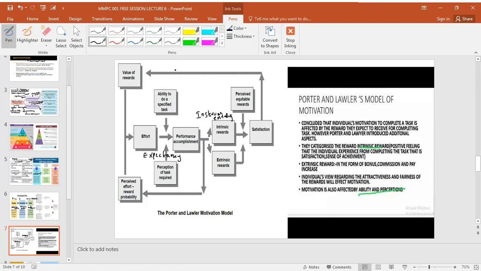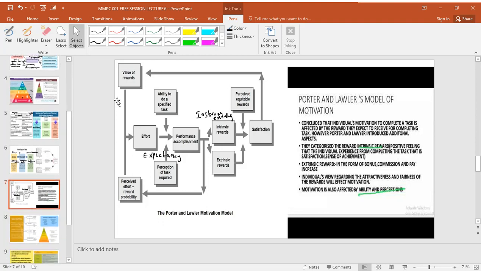So that is what the Porter and Lawler model says: if the manager is aware of the value of the rewards the employee gives to a particular set of rewards, after that he has to determine the performance, make the performance attainable to them, and link their rewards with their performance. If the manager performs these four steps well, then it can lead to the motivation of their employees, right? So that is coming under the Porter and Lawler model of motivation. Clear? So that's all for these motivational theories.